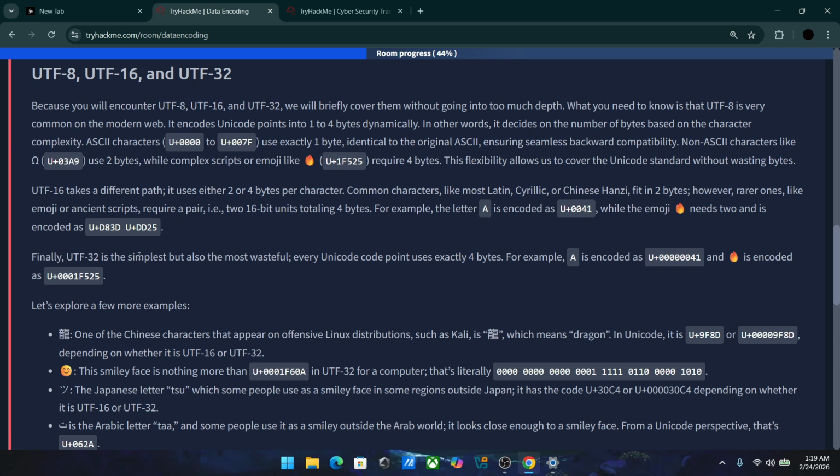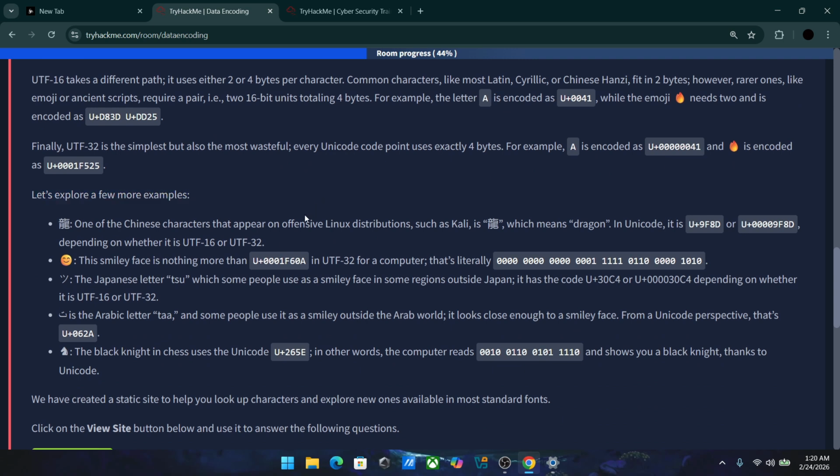Finally, UTF-32 is the simplest but also the most wasteful. Every Unicode point uses exactly 4 bytes. For example, A is encoded with extra zeros, and the other character is encoded the same way, adding extra zeros.